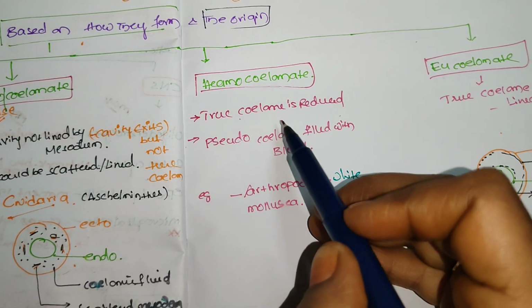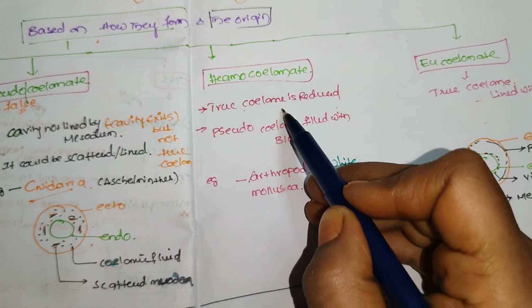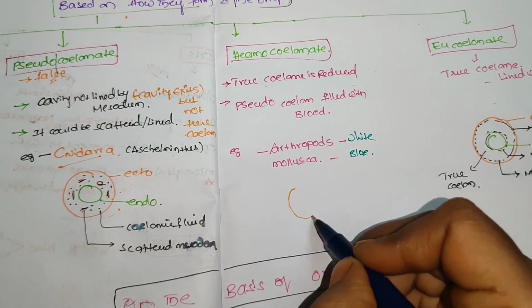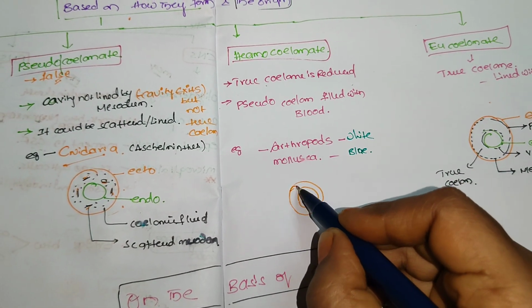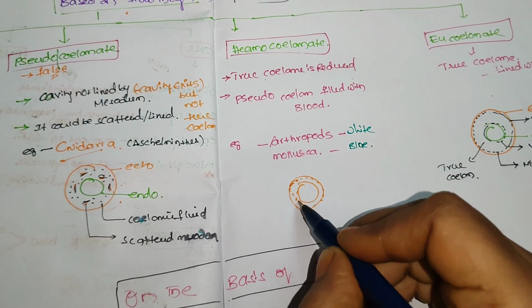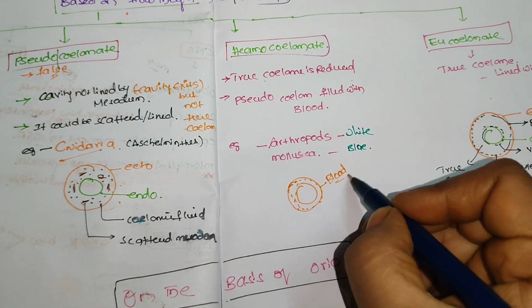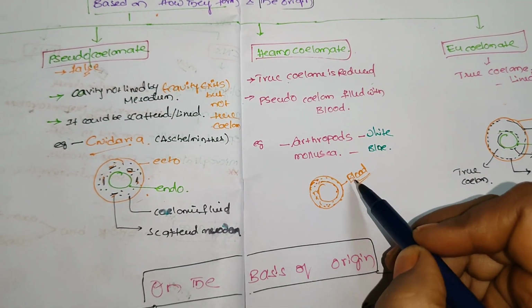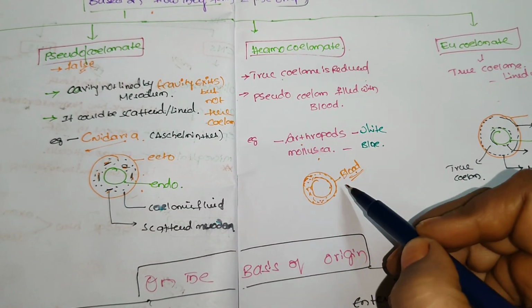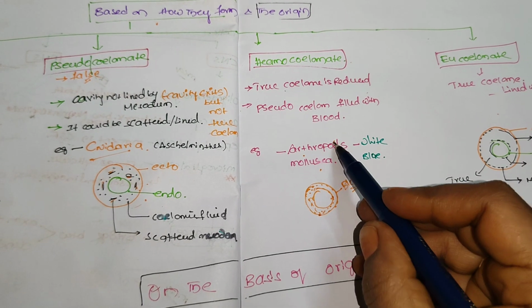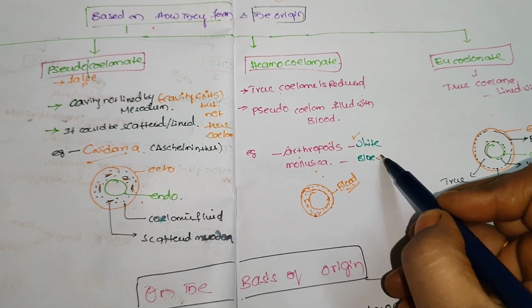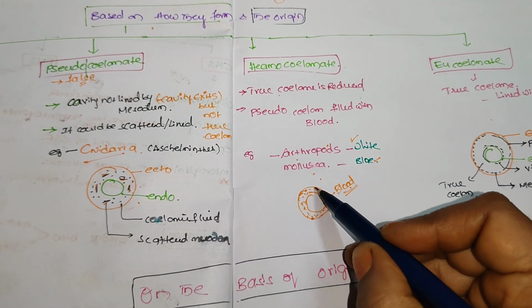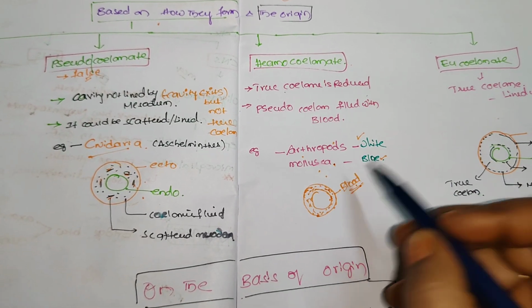Then hemocoelomate. It is a coelome that is reduced, a pseudocoelome filled with blood. Ectoderm, endoderm, and the total coelomic fluid is blood. That is why the name indicates hemocoelomate. Examples are Arthropoda and Mollusca. The blood is not necessarily red in color: in arthropods it is white, and in mollusca it is blue. So hemocoelomate is not a true coelome. The coelome is reduced and the cavity is filled with blood.